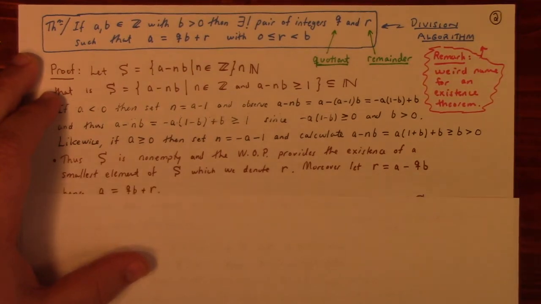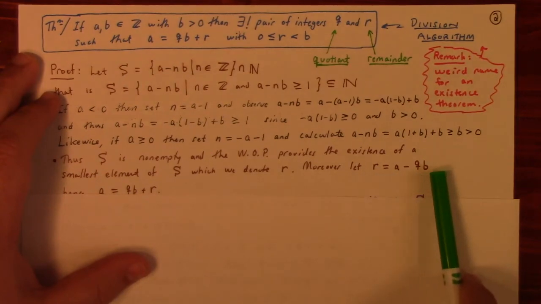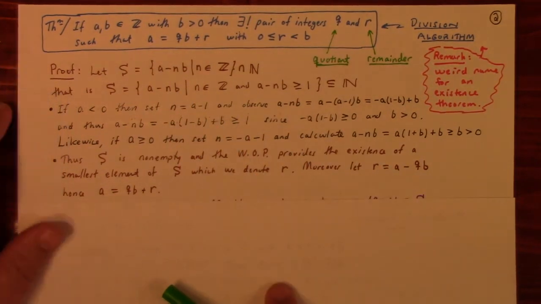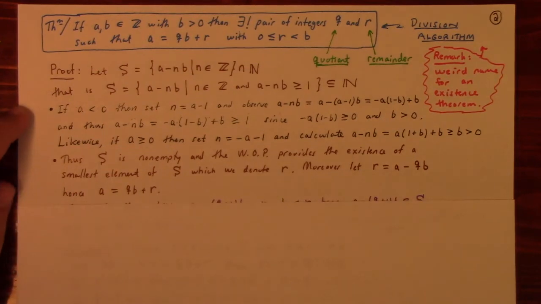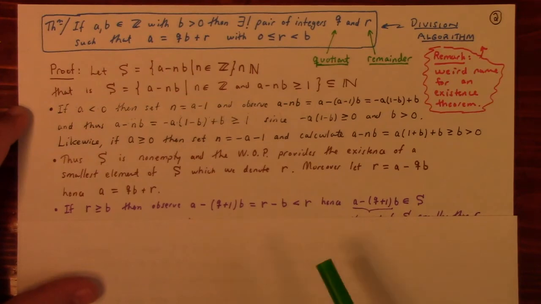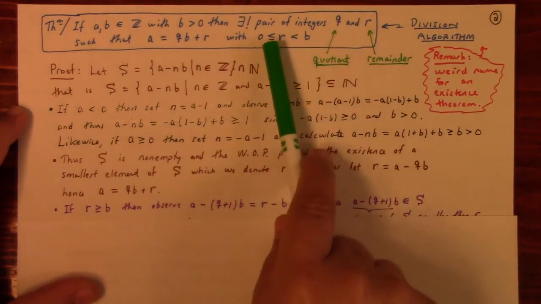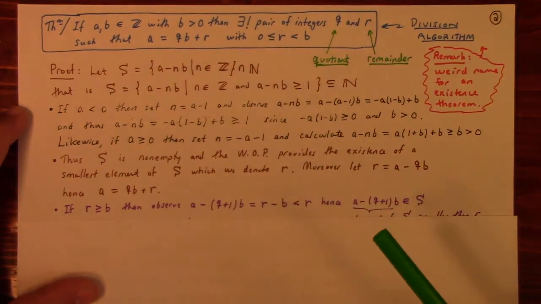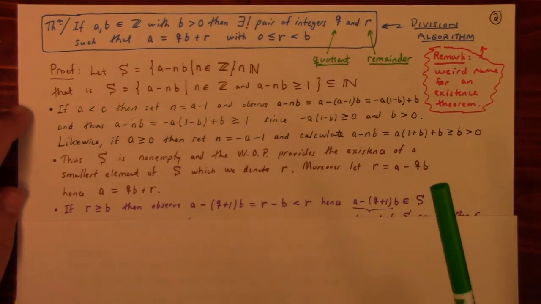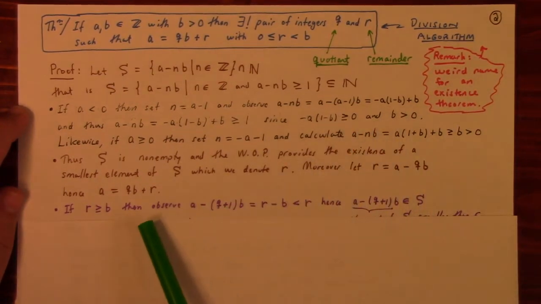And so we call that least element r. We let r equal a minus qb. We basically let q be the choice of n which obtains this least member. And in so doing, we have a is equal to qb plus r. And so then it remains to show that the remainder has the necessary bound on it. So we'll proceed by contradiction now.